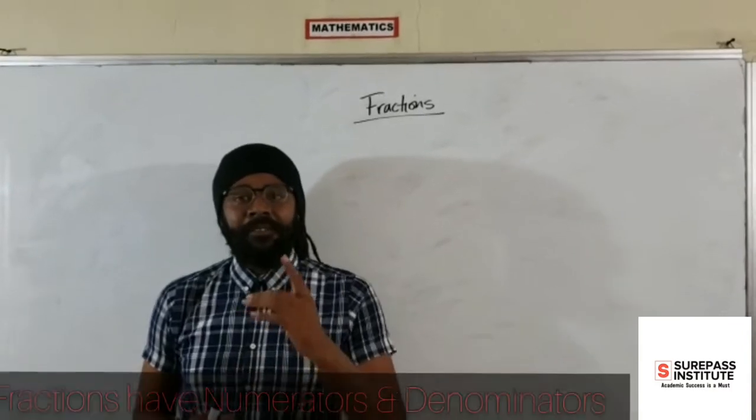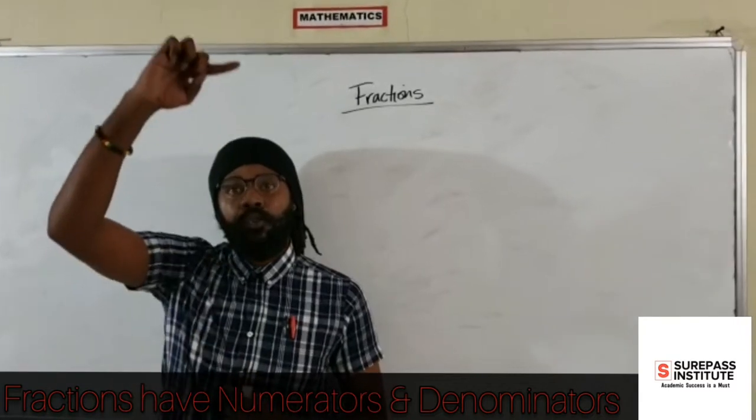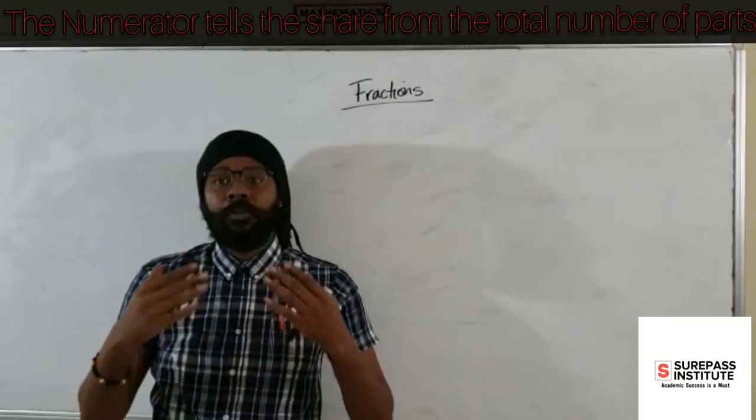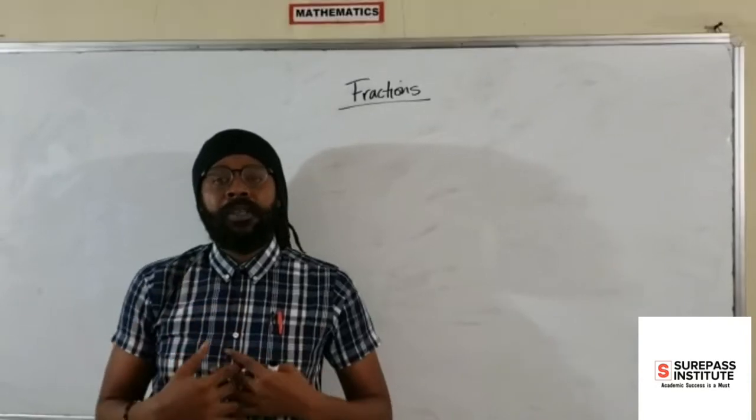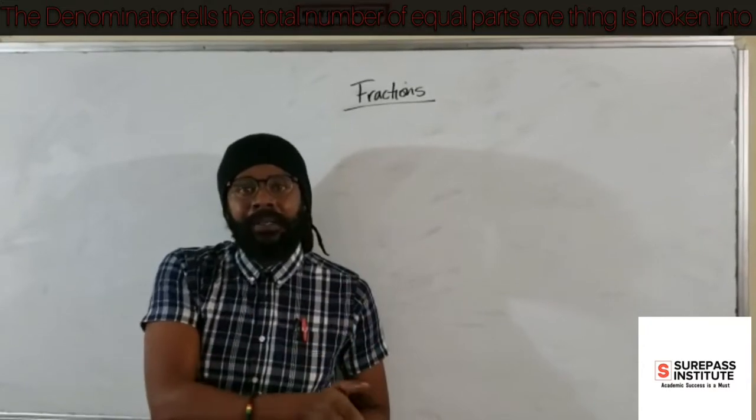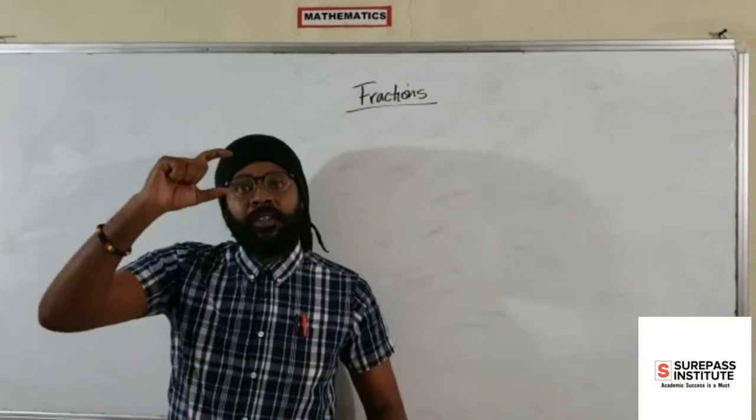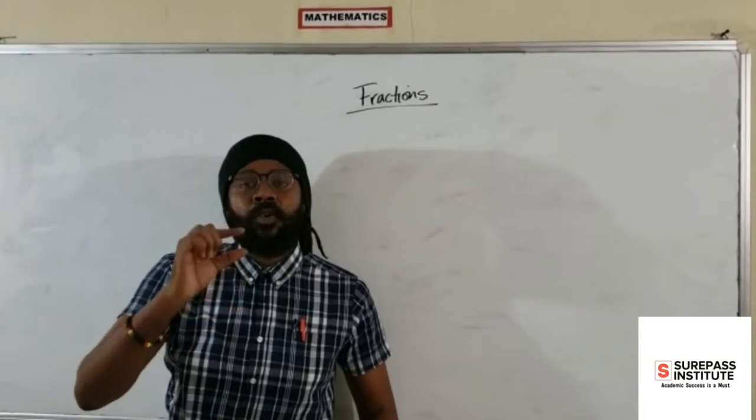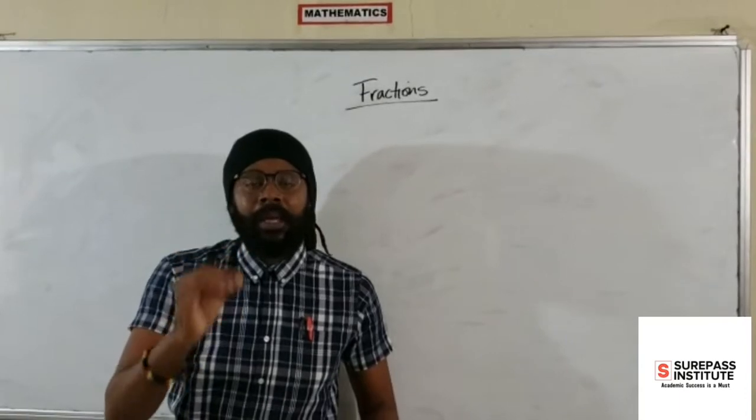Now, we identify a fraction because a fraction is different from a whole number or any type of number because it has a numerator and a denominator. The numerator tells us how much share or how much is taken from that whole, which is the total number of pieces broken, and the denominator tells us the total number of equal parts that whole is broken into. Right? So the numerator tells us what share we get from the total number of equal parts, while the denominator tells us the total number of equal parts that you get when you break one thing into many parts.